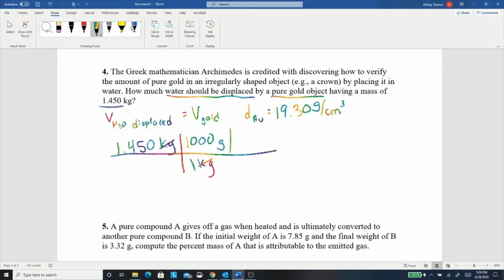Kilograms cancel. And then we can use our density as a conversion factor. Remember, you can always solve for it algebraically for volume, but I like to do it this way. We can rewrite this density as saying that we have 1 cubic centimeter for every 19.30 grams. We want grams on the bottom, so have it up top. So 19.30, so these cancel, and 1 cubic centimeter on top. Punch that all into your calculator, and you should get 75.13 cubic centimeters.